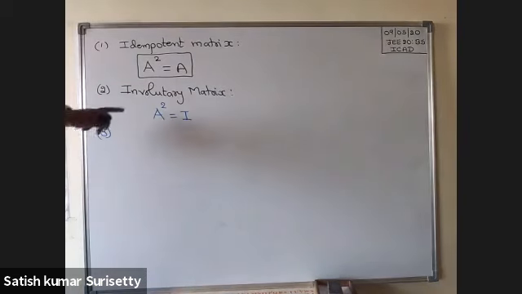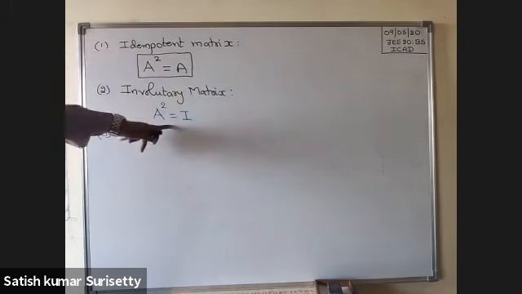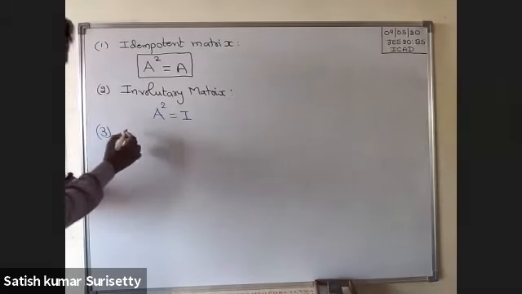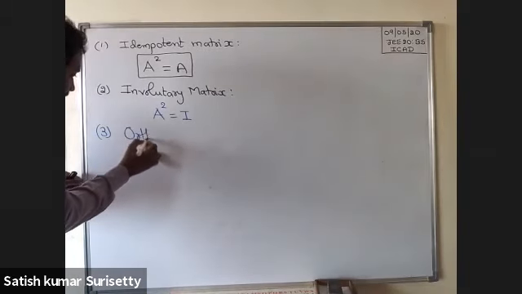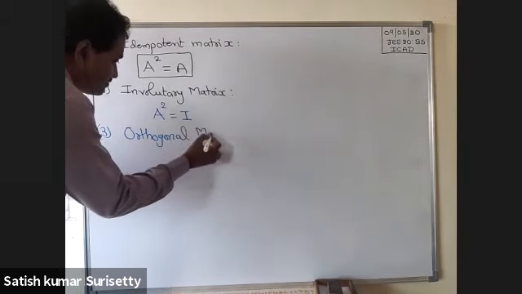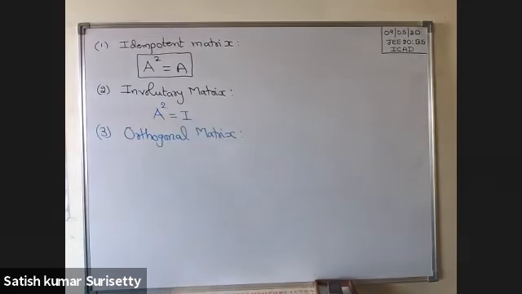So what is the variation in the previous and here? When I calculate A square, if I get A, then it is idempotent. If I get the identity matrix, then it is involutory. Next, orthogonal matrix. Anybody can guess what could be the definition for an orthogonal matrix?